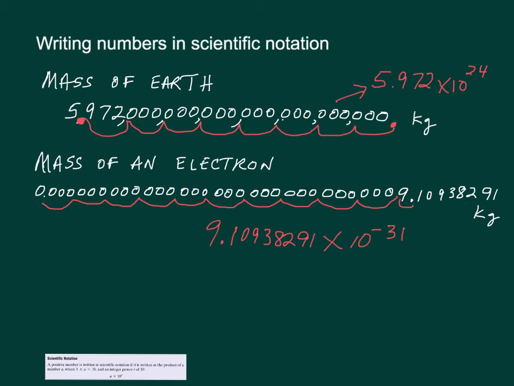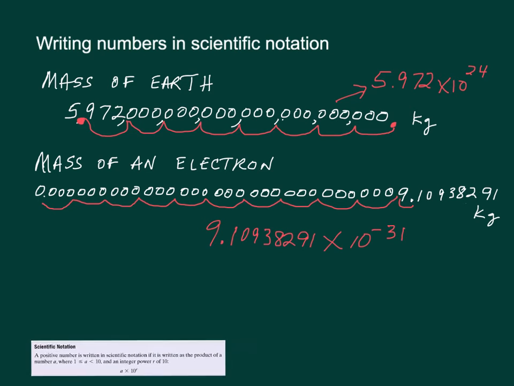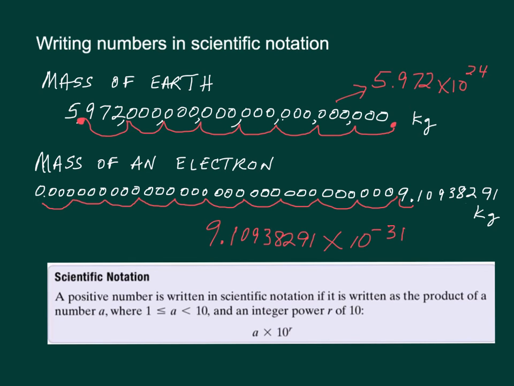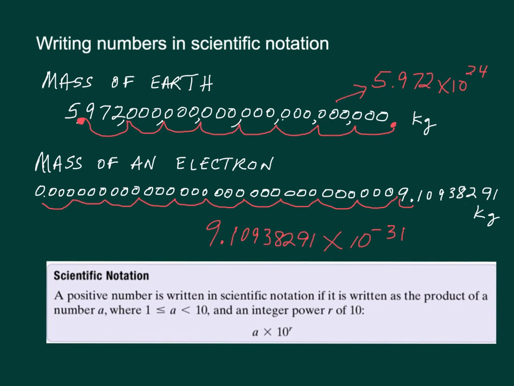So here is a rule for writing a number in scientific notation. A positive number is written in scientific notation if it is written as the product of a number A, where A is between 1 and 10, and an integer power of 10. So A has to be between 1 and 10, and the exponent on the 10 has to be an integer, meaning it can be positive or negative, it just can't be a fraction.